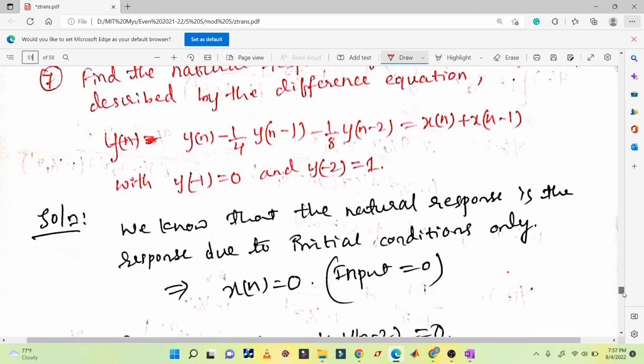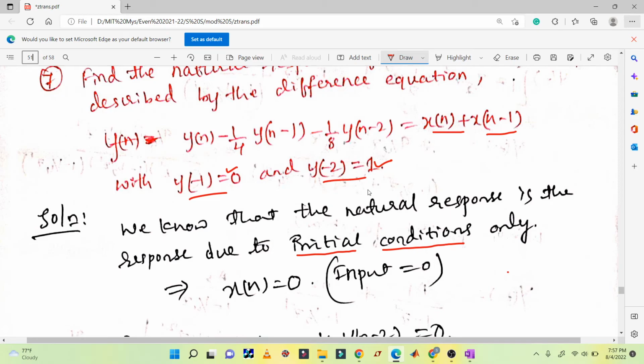Natural response is based on only initial conditions. That is, y of minus 1, y of minus 2 are responsible for the output, not input x of n or x of n minus 1. So directly we can rewrite the equation.